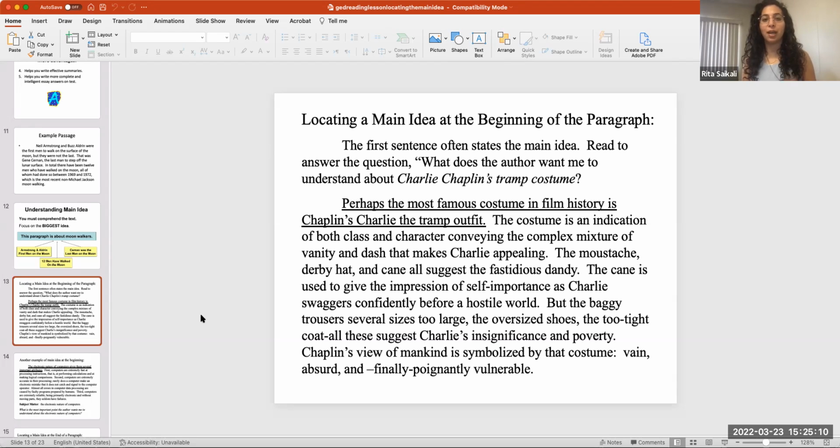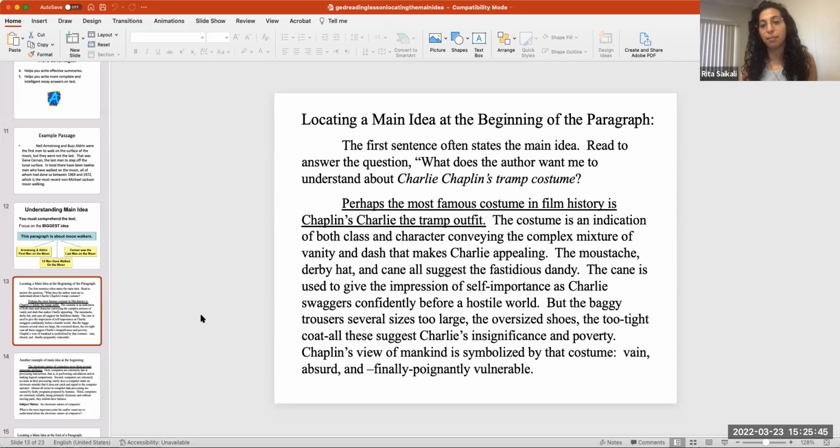But for the most part, if you understand the main idea, the words, even though they look scary to you, they shouldn't be. Because you now know that what you're looking for is things that will help us understand why this is the most famous costume in history, right? So the costume is an indication of both class and character, conveying the complex mixture of vanity and dash that makes Charlie appealing. So within that sentence, we are given a reason.